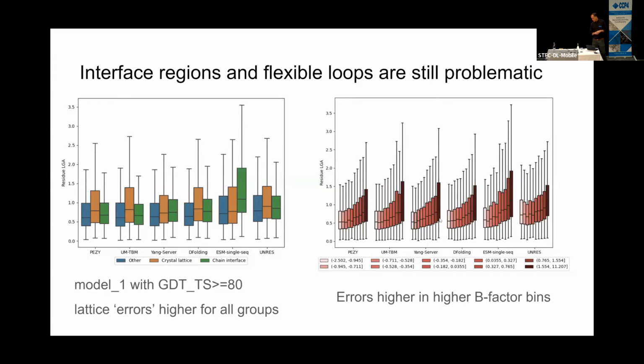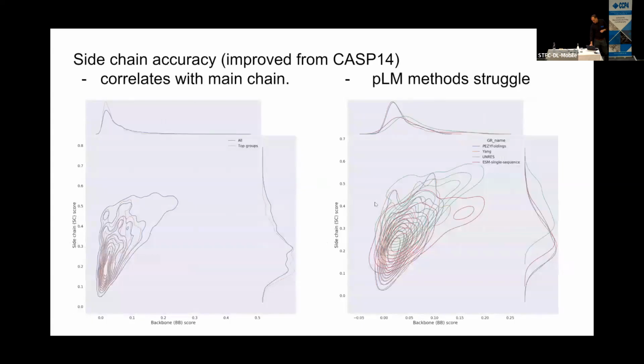We also looked at whether errors were correlated with B factors. We saw in the previous presentation that you can sort of infer to some extent that high B factors indicate flexibility. And indeed, when you bin residues according to what decile they're in in terms of B factor, the lower B factor deciles have lower errors. So again, that's not surprising, perhaps.